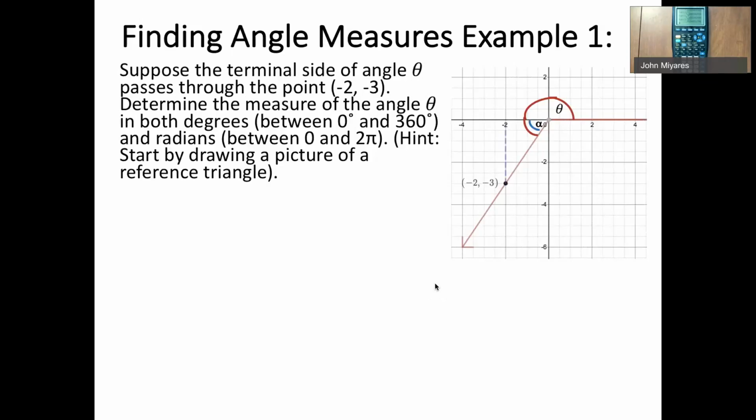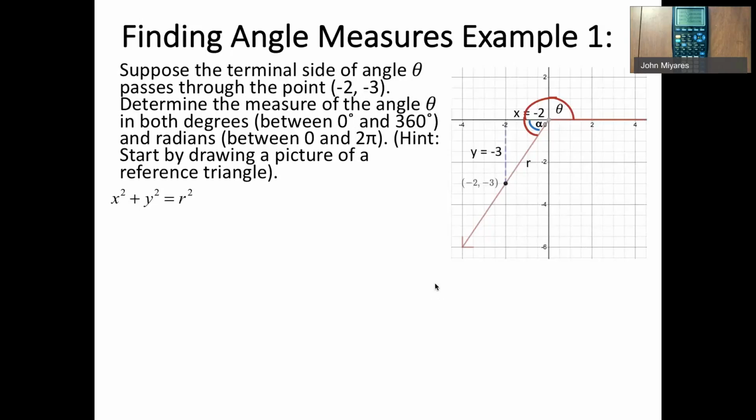Let's start labeling the sides. The opposite side we're going to label as y equals -3. The adjacent side is going to be labeled as x equals -2. The hypotenuse r is still unknown, but we can compute it using the Pythagorean theorem, which is x squared plus y squared equals r squared.